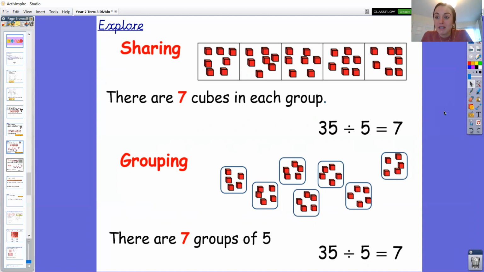Another method that you might be using, depending on the question, is grouping. So as you can see here, 7 doesn't represent the number of cubes in each group. This time, 7 represents 7 groups of 5, so the number of groups. And that's like counting in our multiples up to the total. This is where in your book you would draw 5 inside a circle at a time and keep going until you get to the whole amount, rather than sharing them out 1 at a time.